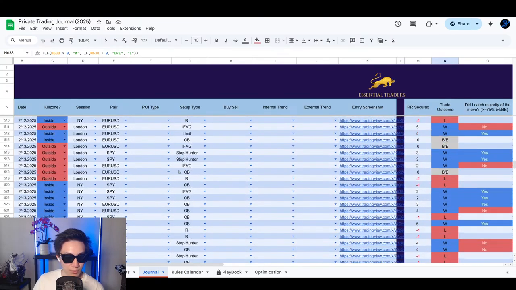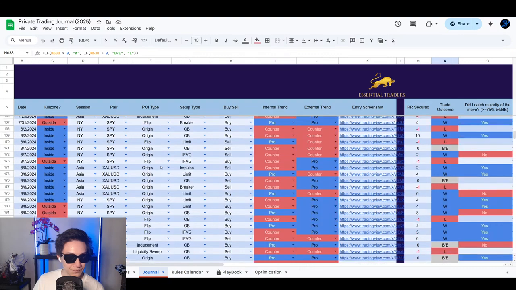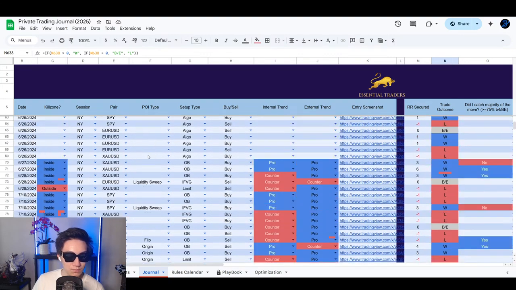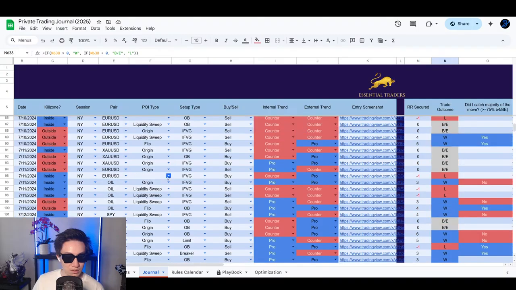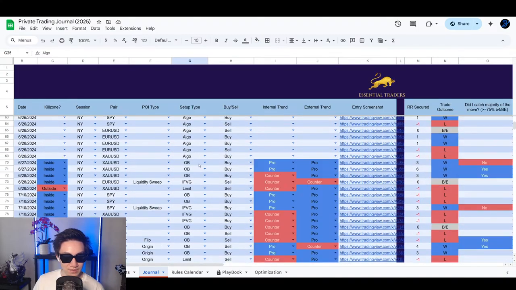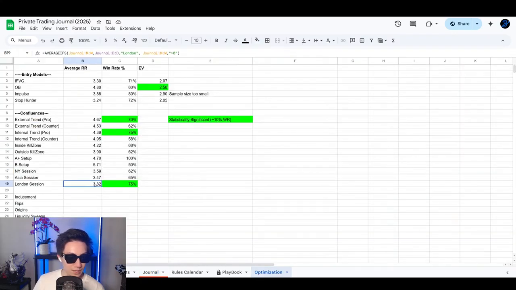I don't have all these marked out, so I stopped journaling the PY, as you can see here, but previously I've journaled each one, except for the algo trades here. This is from a long time ago. It's not the same algo I'm working on now. But flip, inducement, flip, origin, liquidity sweep. Yeah, so we can just use column F for that. So we can look at the average risk reward basically here.